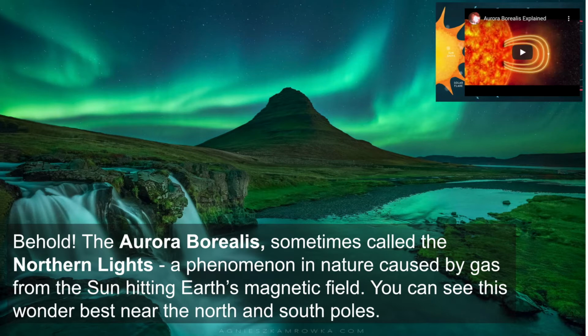So here is a wonderful phenomenon in nature, a real thing that you can see, the aurora borealis. It's what happens when gas from the sun hits the Earth's magnetic field. It produces these beautiful colors that dance in the sky. They're oftentimes greens and blues, and you can see them best in the North and South Pole.